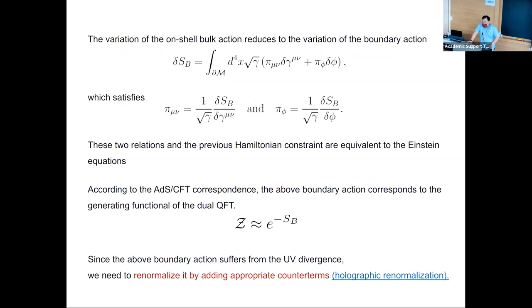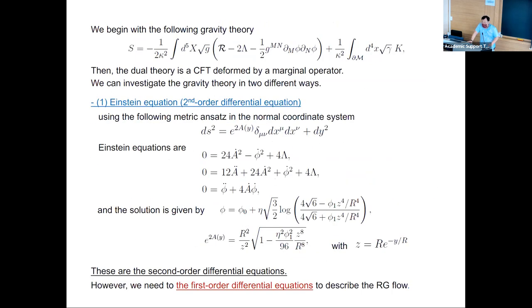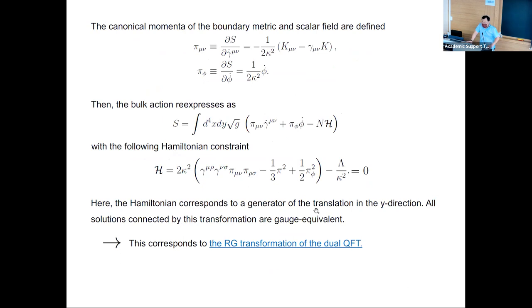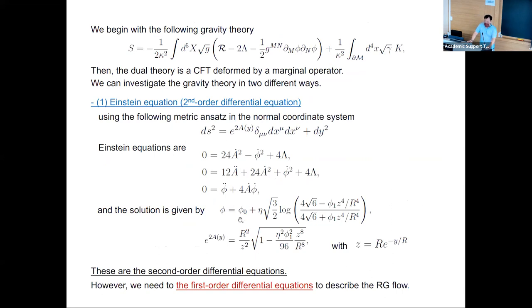Here I didn't write it out. There are two ways. You can solve this second order differential equation and obtain this solution. Also, in the Hamilton-Jacobi formulation, you can calculate the extrinsic curvature, and from this action you obtain this. Connecting that, you can obtain coupled first order differential equations, and solving those equations, you can also obtain exactly the same solution.